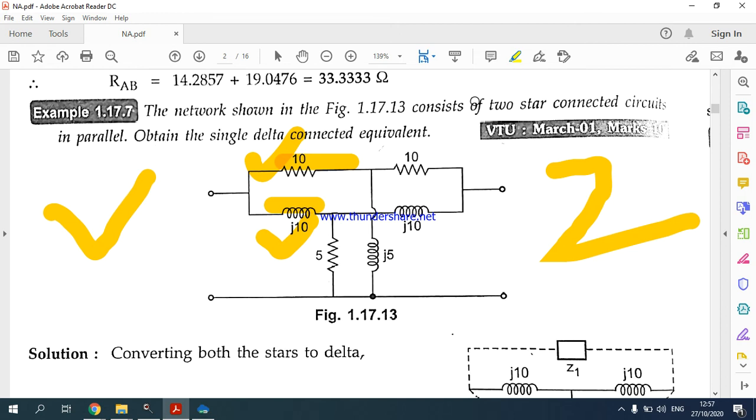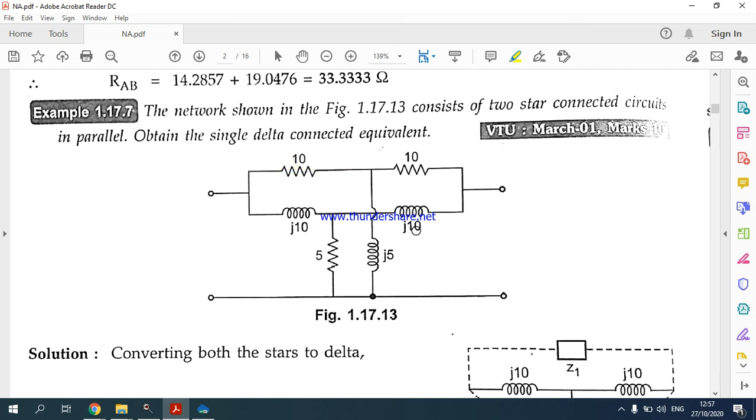Okay, what problem have they given? I will read the question. Shown in the figure they have shown a circuit consisting of 2 star connected circuits in parallel, obtain the single delta connected equivalent. What are the 2 star connections you have? Star connection is also called what? T connection also, right? Yes, sir.